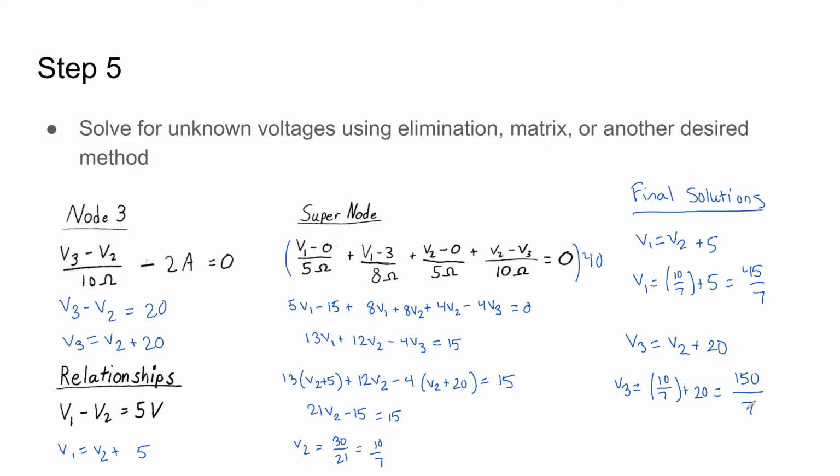Now, we must remember when writing our final solutions to include units. Therefore, V2 equals 10 over 7 volts. V1 equals 45 over 7 volts. And V3 equals 150 over 7 volts. And those are the unknown voltages of this circuit.